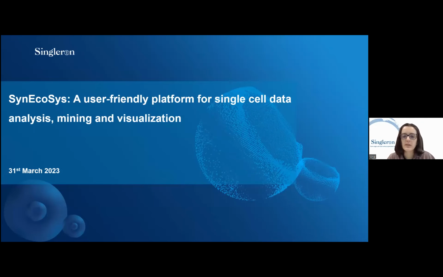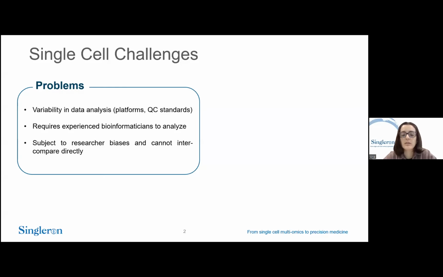As you know, single-cell sequencing is a fast-growing field, and as such, it has generated a large amount of data. The problem with having a lot of data sets publicly available is that in a fast-growing field, there are no gold standards for data analysis, which means that we have a lot of data with significant differences in analysis, generated from different platforms, and going through different QC standards. It usually also requires experienced bioinformaticians to analyze this data, and it can always be subject to biases from the researchers, which makes it difficult to compare data sets from different research groups.